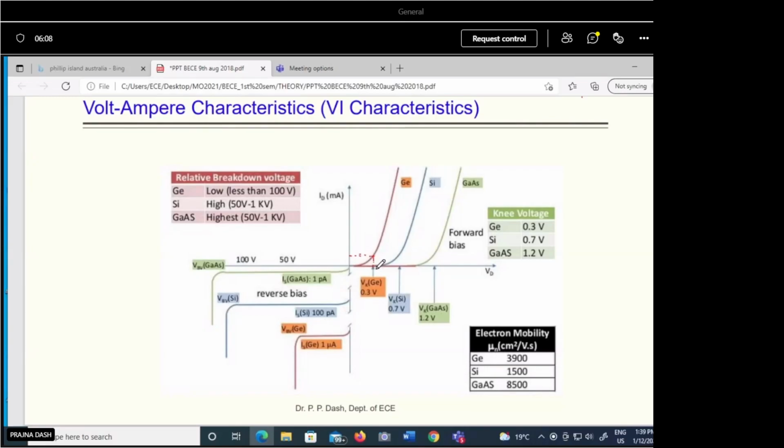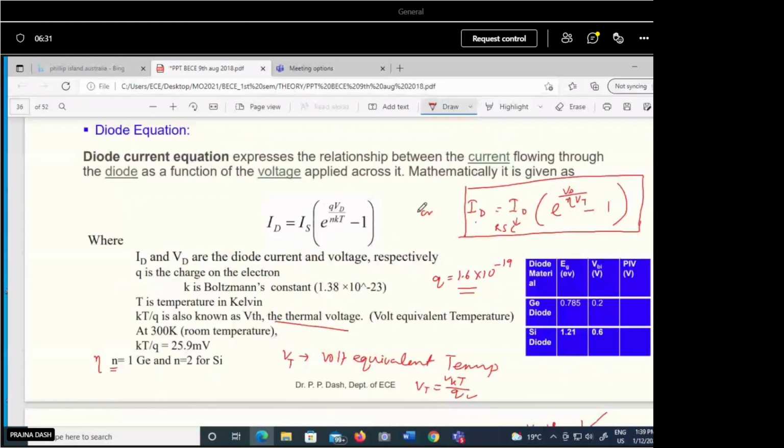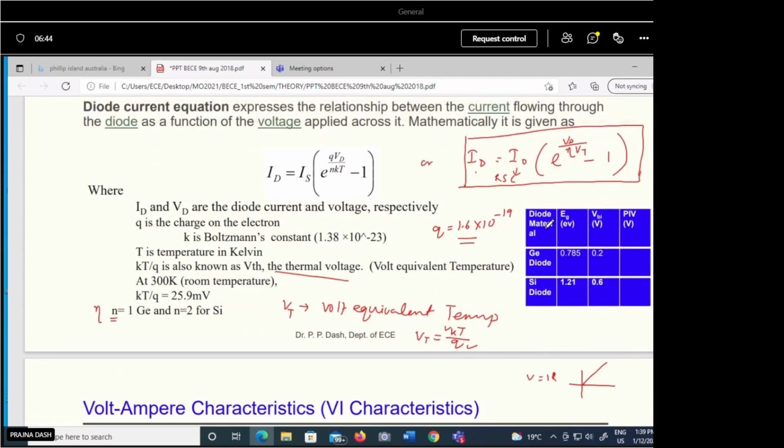Beyond the threshold or knee voltage, we get a significant amount of current which increases very rapidly. The behavior of the current and voltage in this forward bias region is explained by the diode equation, where the diode current is equal to the reverse saturation current times e to the power V by eta Vt, minus 1. Here Vt is the volt equivalent of temperature, or thermal voltage.